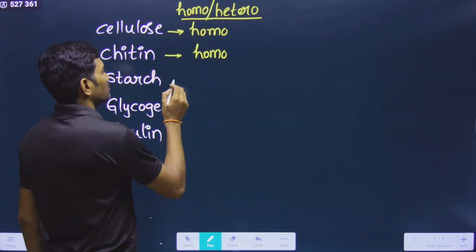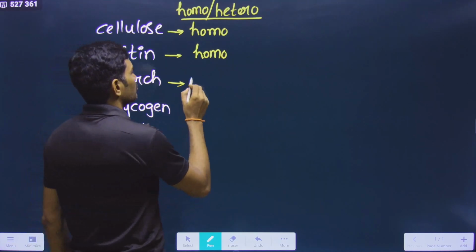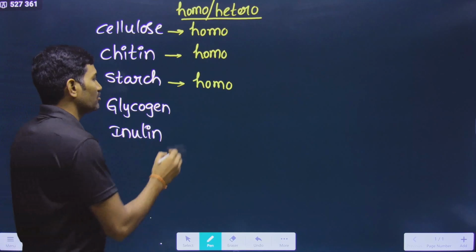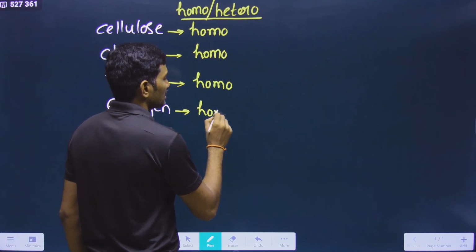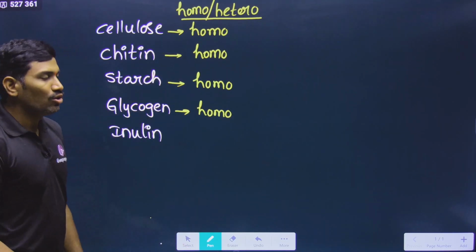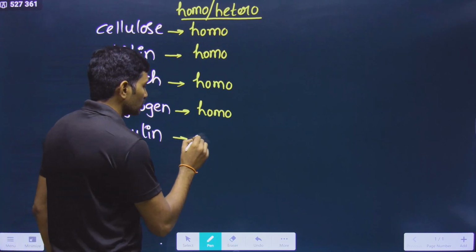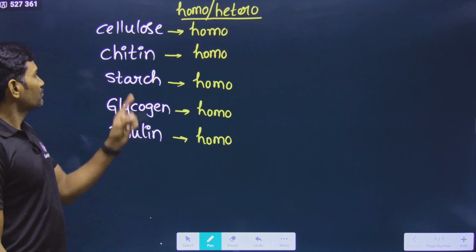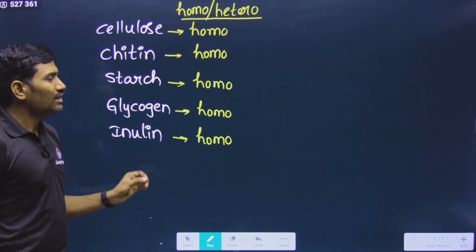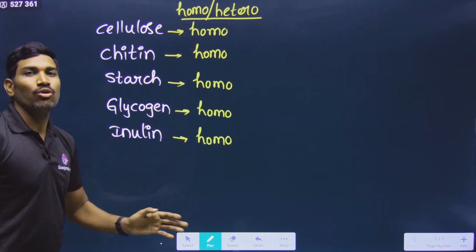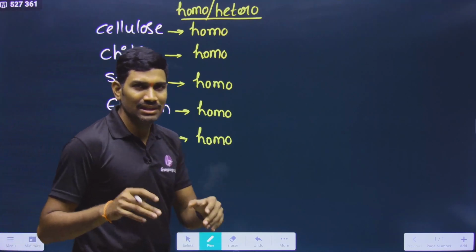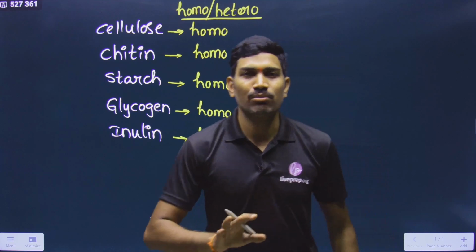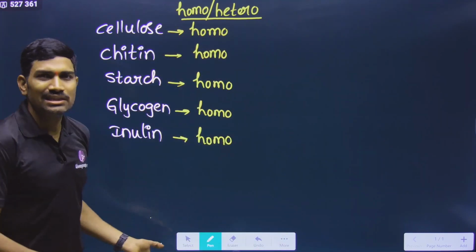Please observe carefully. Next one, starch. Starch is also homopolysaccharide. Glycogen is also homopolysaccharide. And inulin, this is also homopolysaccharide. So now you can clearly remember this. In NCERT, 5 examples they gave, and all these 5 examples are homopolysaccharides only. That means in NCERT, in this chapter Biomolecules, they have not given any example of heteropolysaccharide. So you can easily remember this.